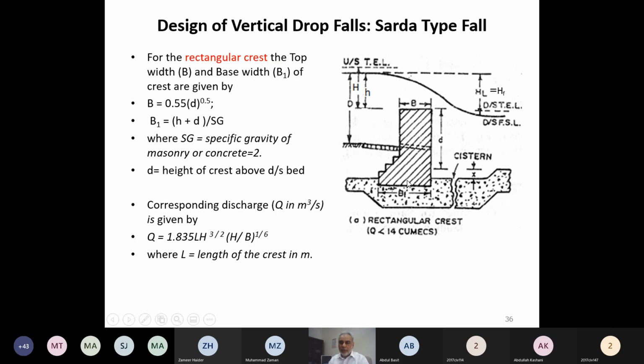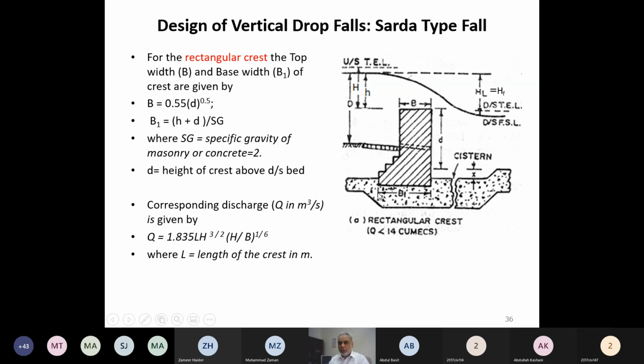So the bottom width of the rectangular crest, if we have decided that we will go for a rectangular crest, the bottom width which is represented by B1, should be dependent upon how much is the specific gravity of this fall material. That is represented by SG, and at some places it is represented with simple S.